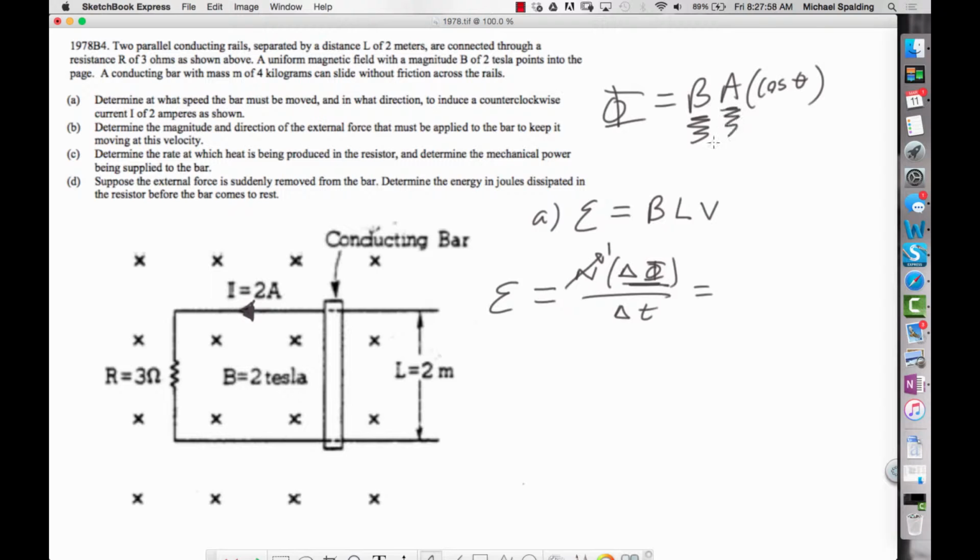Is there a change in the area? Yeah, because this bar is either moving to the right or moving to the left. And if the bar moves to the right or the left, it's going to change the area of the loop, right? The area of the loop. If the bar goes to the right, what happens to the area? It gets bigger. What if the bar goes to the left? The area gets smaller. So it's due to change of area.